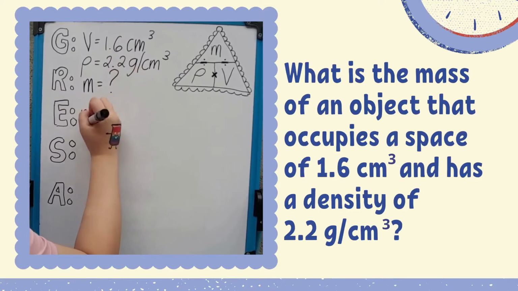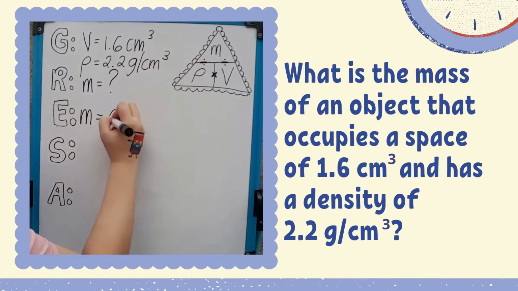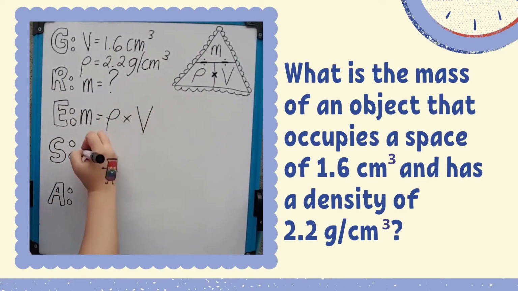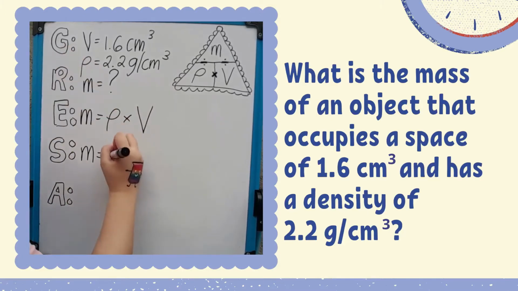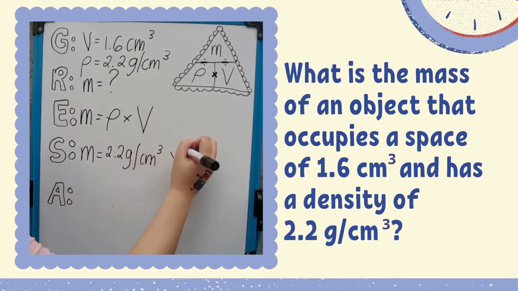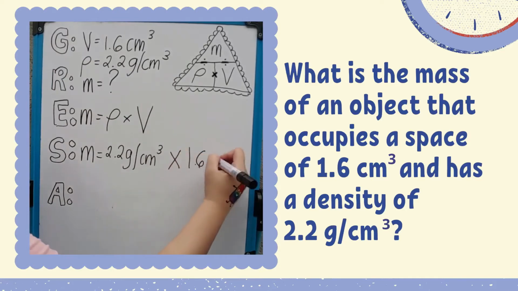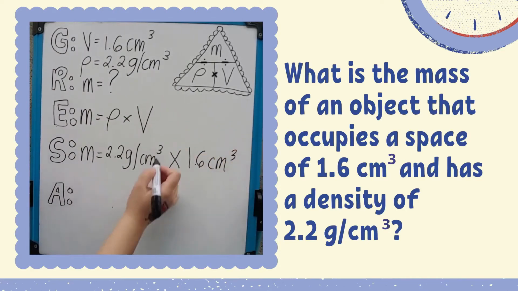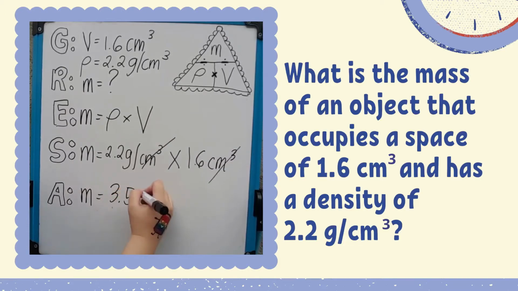The formula in solving for the mass is equal to density multiplied by volume. For the solution, mass is equal to the value of density, which is 2.2 grams per centimeter cubed, multiplied by the value of volume, which is 1.6 centimeter cubed. Cancel out the unit centimeter cubed, and then the mass will be 3.52 grams.